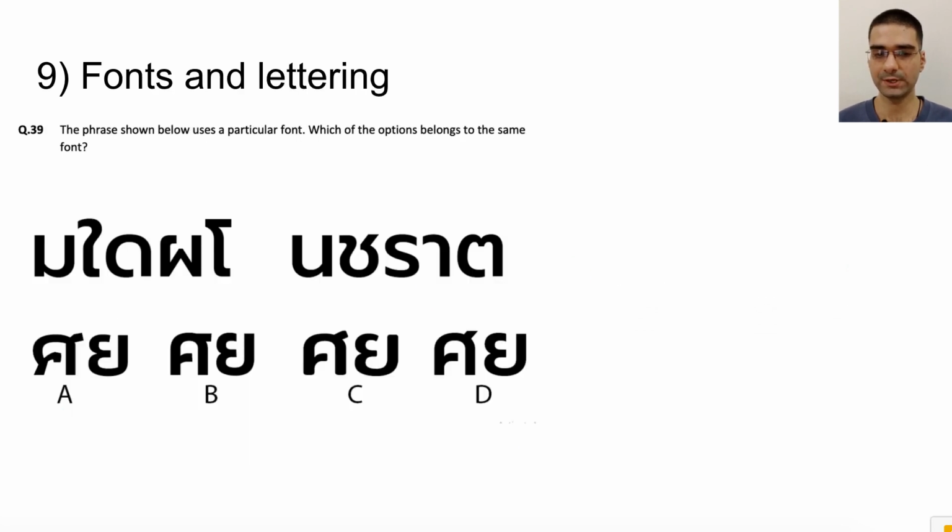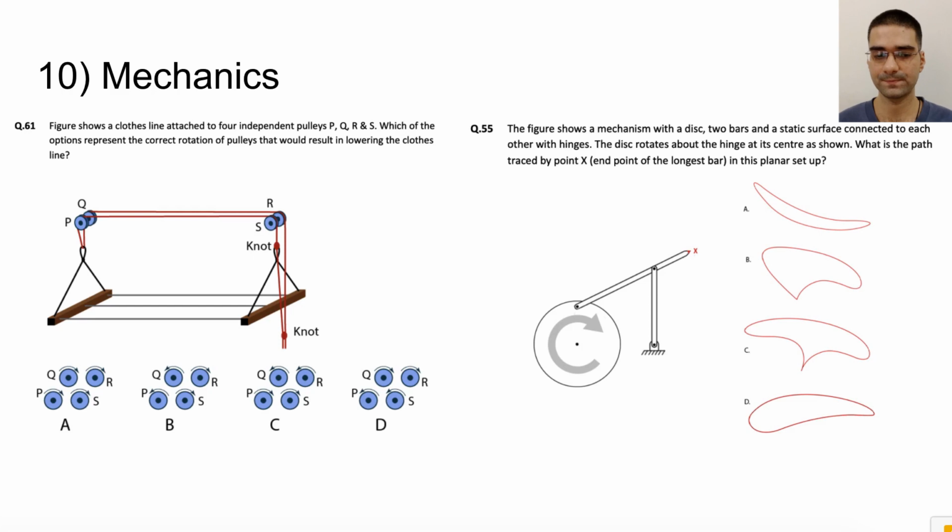Coming to the next point is fonts and lettering. You must be conversant with different kinds of fonts and lettering which are commonly used in day-to-day activity. These fonts typically include serif, sans serif, bold, slab, and variants of those. If you know the correct fonts, you will be able to answer questions like this which require the knowledge.